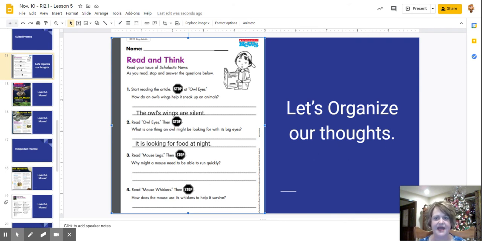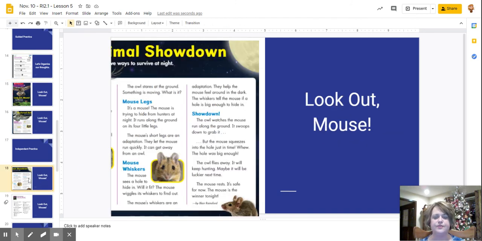All right, welcome back. Let's look at our question 3 and 4 on the read and think paper. So these are where we're keeping our notes about the important events that are happening. The next note says read mouse legs. This is the part that I'm going to turn over to you for independent practice. So on your page that we just left, it says mouse legs. You are going to read these two paragraphs to yourself.